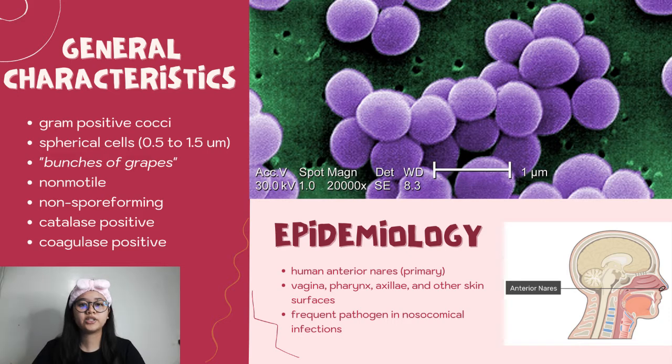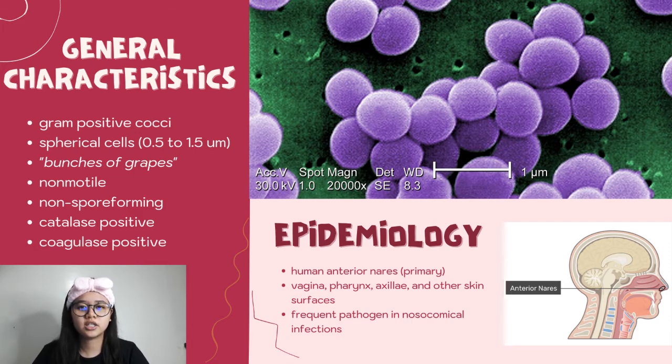In terms of characteristics, it is a gram-positive cocci, which means that when it is stained, it would show a purple, spherical shape under a microscope measuring about 0.5 to 1.5 microns. These bacteria also appear in clusters, hence the name bunches of grapes. They are non-motile, which means they do not have any means to move. They are also non-spore forming, which means that its virulence is not dependent on producing spores.